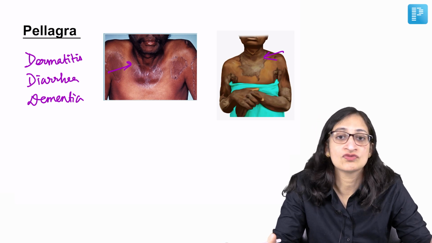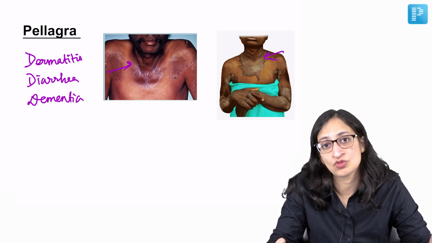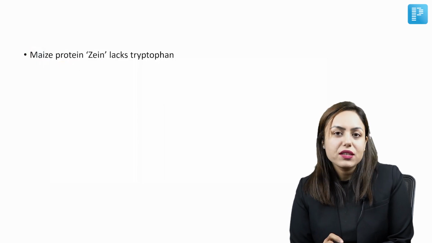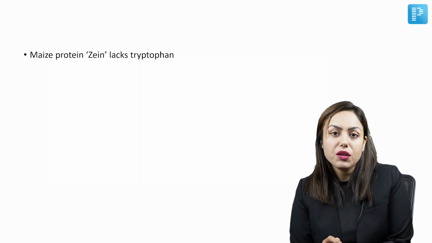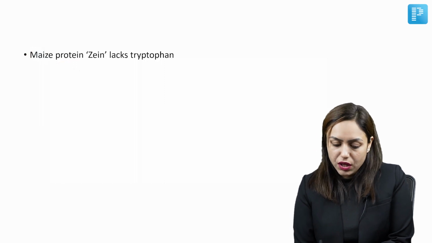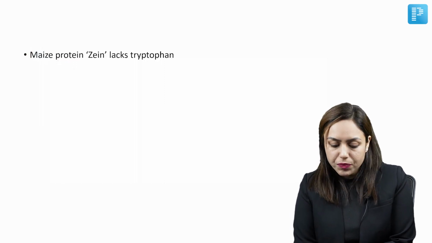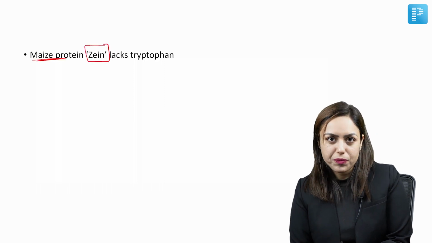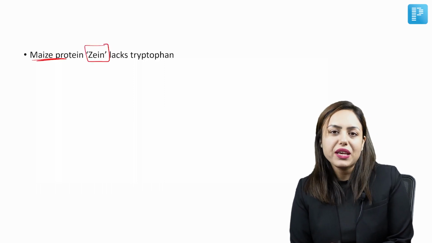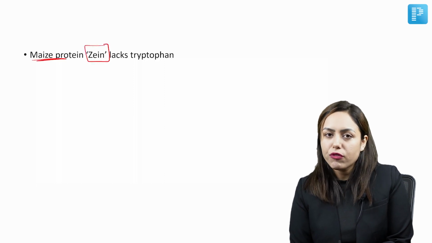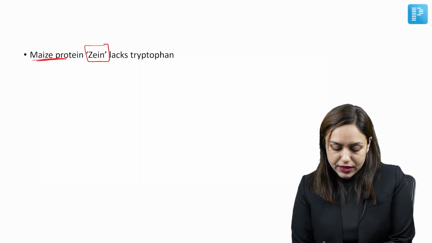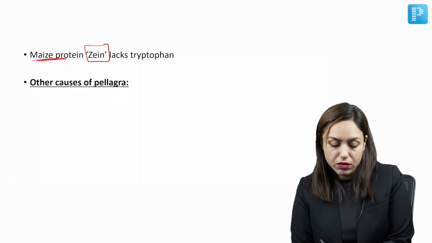Okay. So over to Dr. Smiley to discuss a little bit more about it. This question is also saying that the patient is mainly taking maize in his diet. So what is the concept here? Maize protein zein lacks tryptophan. And we know that tryptophan makes niacin. So deficiency of tryptophan leads to pellagra. Let's see other causes of pellagra also.